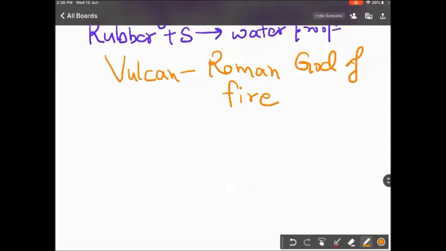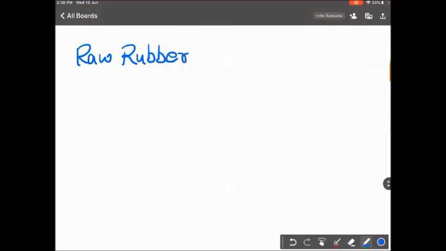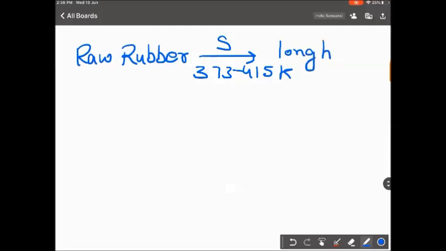So rubber was basically heated with sulfur. You have a raw rubber with you. Raw rubber is heated with sulfur at a temperature of 373 to 415 Kelvin when we get vulcanized rubber. However, there was a problem in this, that you have to heat it for a long time. Long heating had to be done and then you get vulcanized rubber.